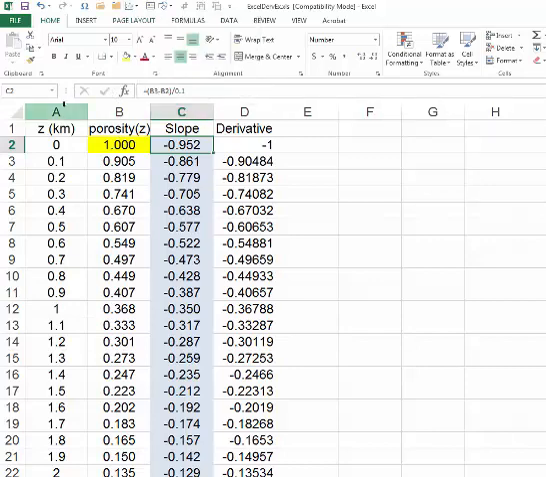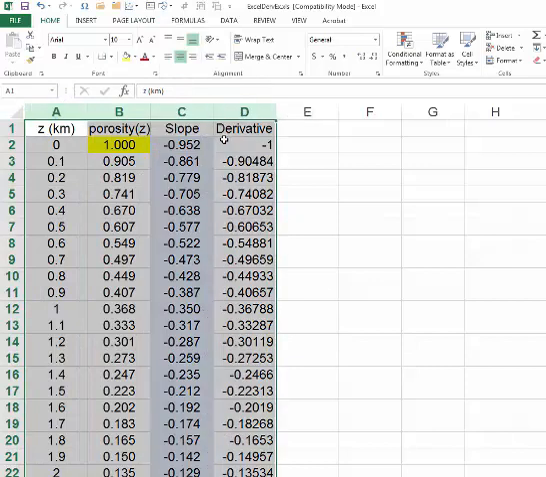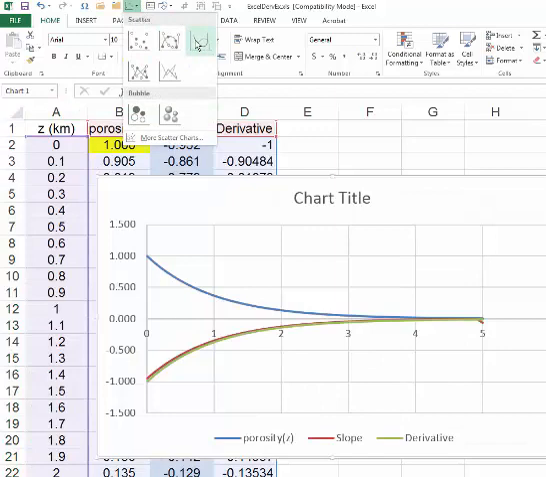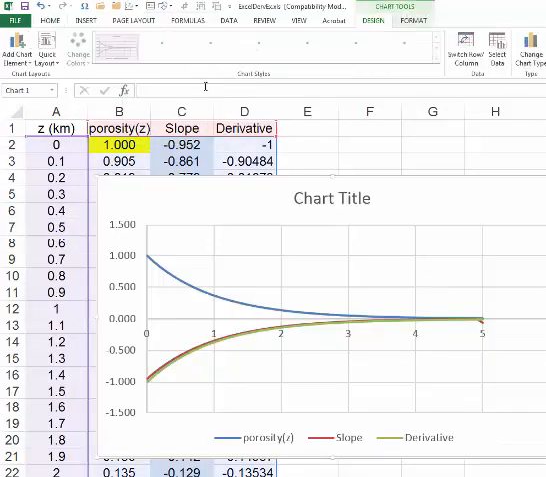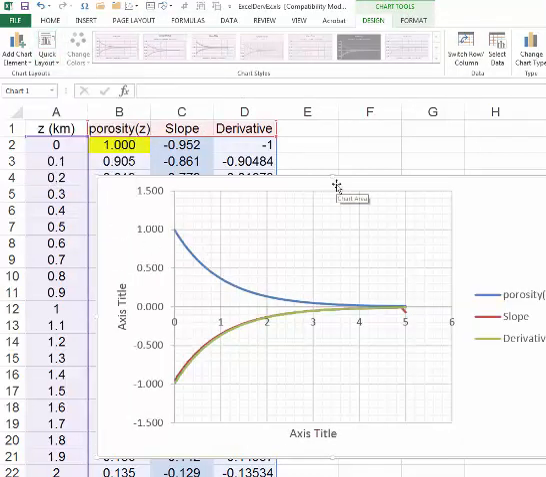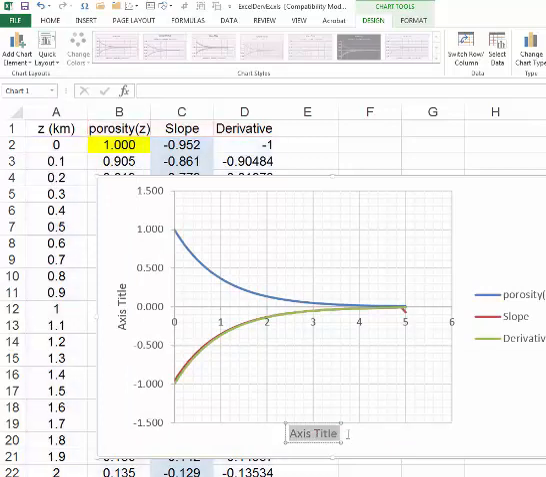So I'm going to select all 4 of these columns. This is going to be our independent variable. We've got 3 dependent variables, so we'll use the line plot here so we don't have to look at all the dots. We'll come over here on our design layout. We'll get a quick layout here, and for the axis title we'll have depth and in units of kilometers.